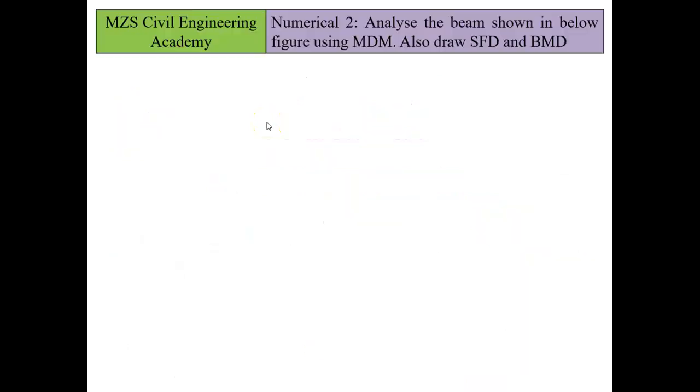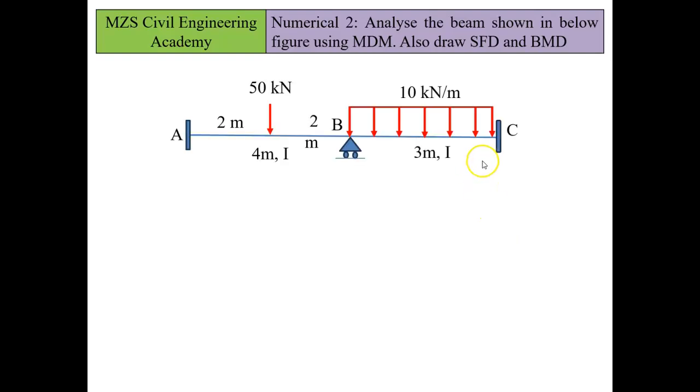The statement of the numerical is: analyze the beam shown in the below figure using MDM. Also draw the shear force and bending moment diagram. The given beam is a continuous beam of two spans, AB and BC. Span AB is of length 4 meter and has a moment of inertia I, whereas span BC is of length 3 meter and has a moment of inertia I.